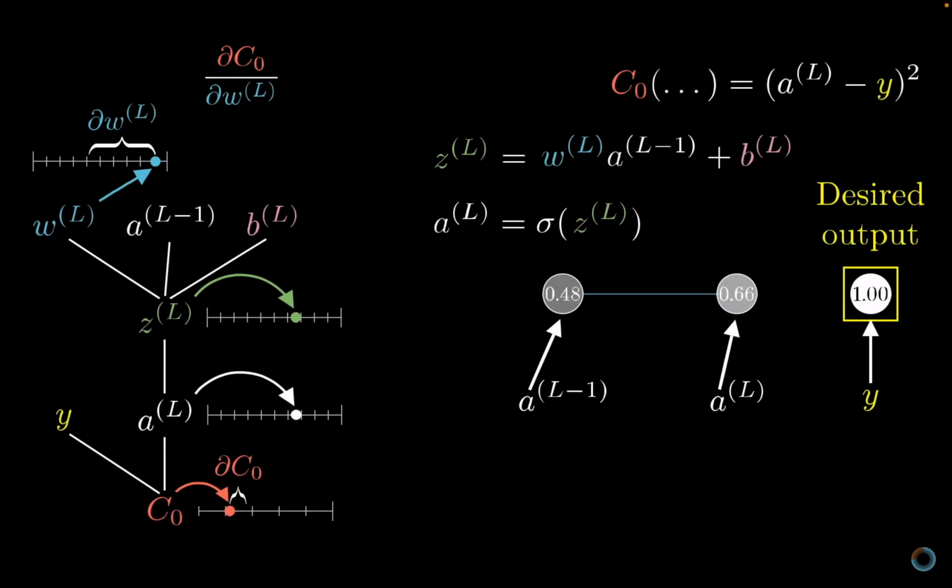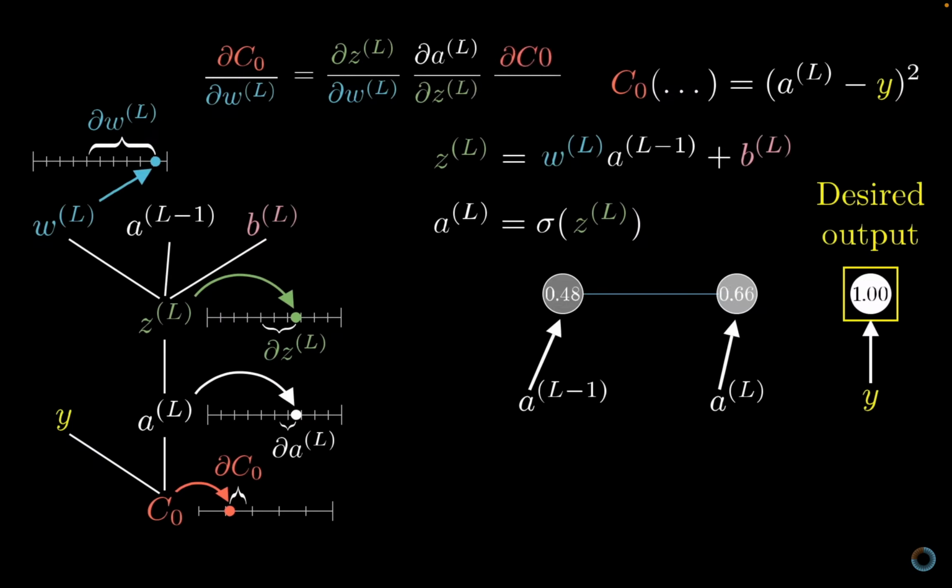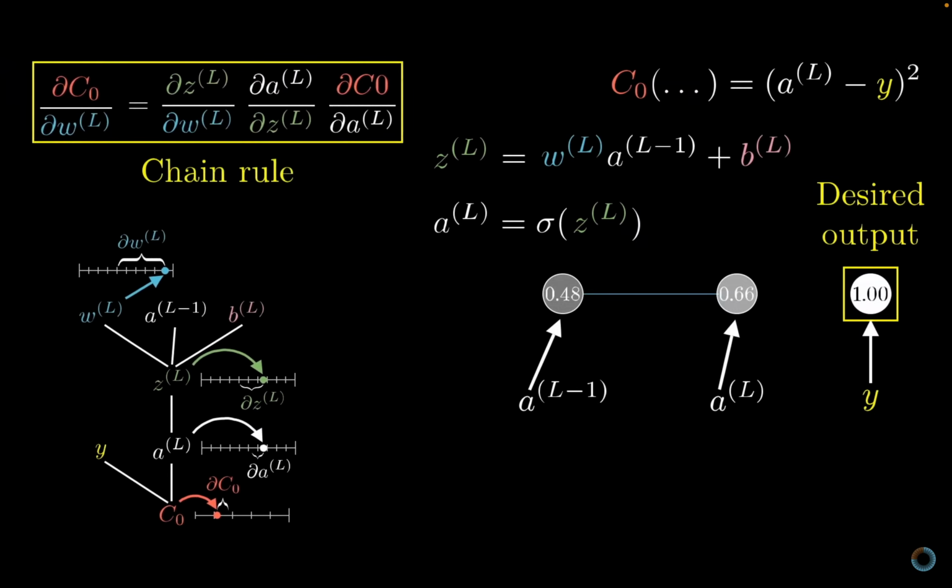Conceptually, this tiny nudge to W^L causes some nudge to Z^L, which in turn causes some nudge to A^L, which directly influences the cost. So we break things up by first looking at the ratio of a tiny change to Z^L to this tiny change in W. That is, the derivative of Z^L with respect to W^L. Likewise, you then consider the ratio of the change to A^L to the tiny change in Z^L that caused it, as well as the ratio between the final nudge to C and this intermediate nudge to A^L. This right here is the chain rule, where multiplying together these 3 ratios gives us the sensitivity of C to small changes in W^L.